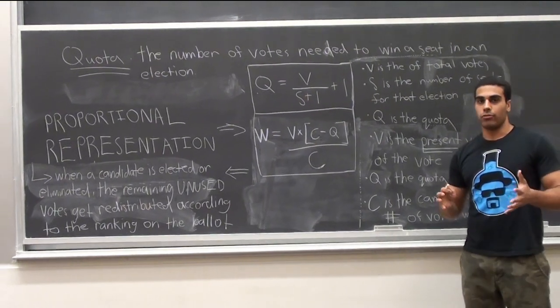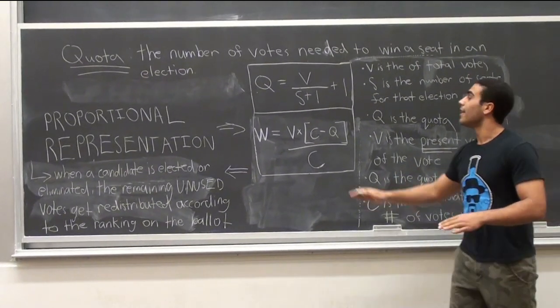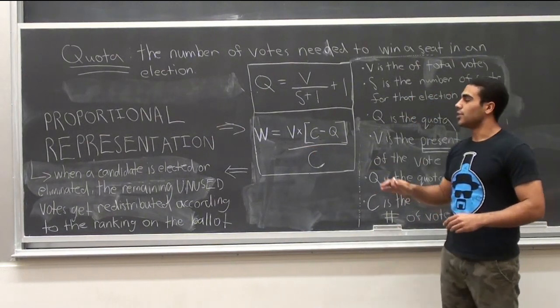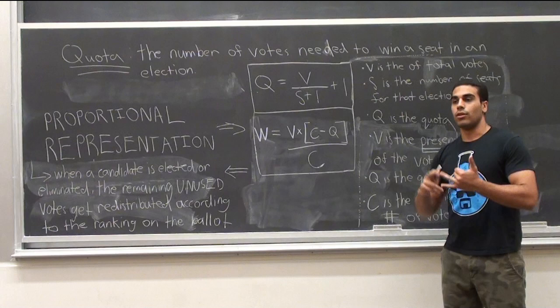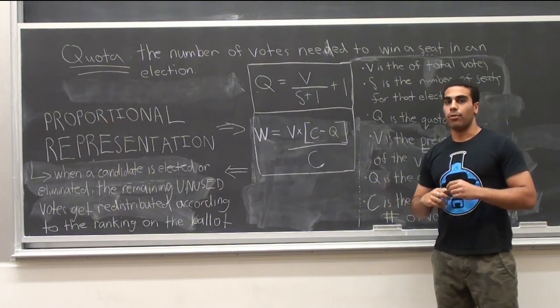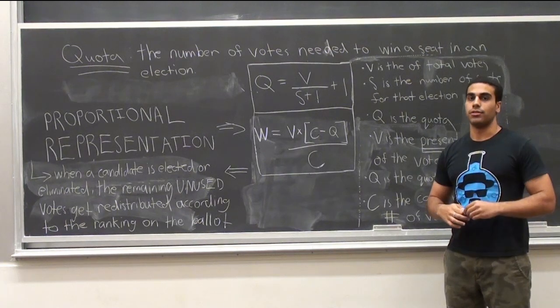So what happens when somebody does get elected? Well, the beauty of proportional representation is that their votes are not exhausted, but redistributed based on this formula. This formula takes into account the present value of the vote when elected and the difference between the quota and the number of votes when the candidate was elected. And I'll explain how that works in an example election to give you a better understanding.